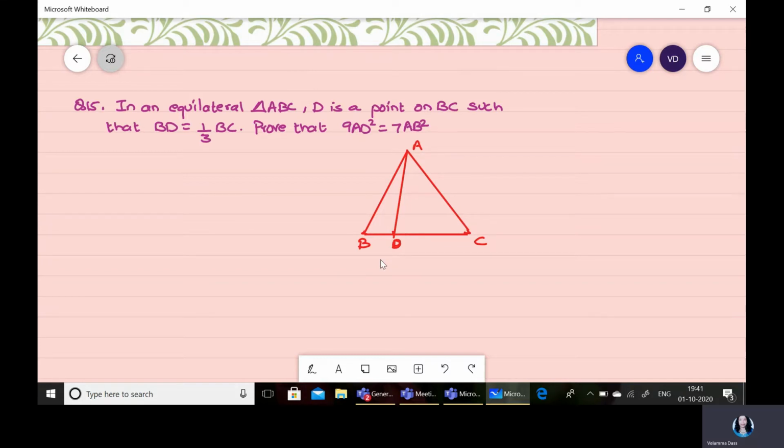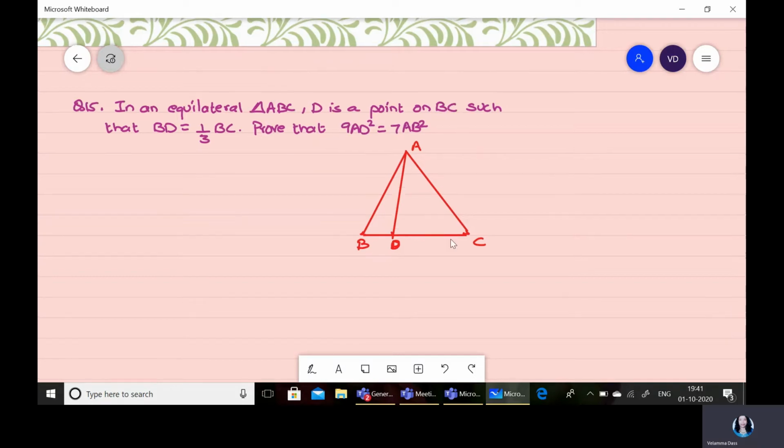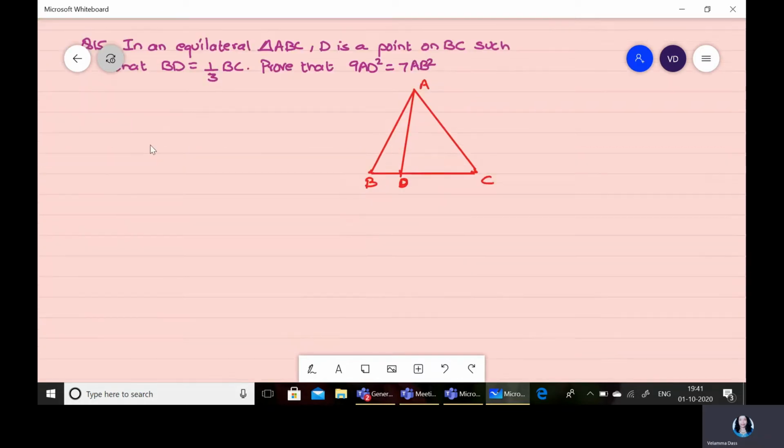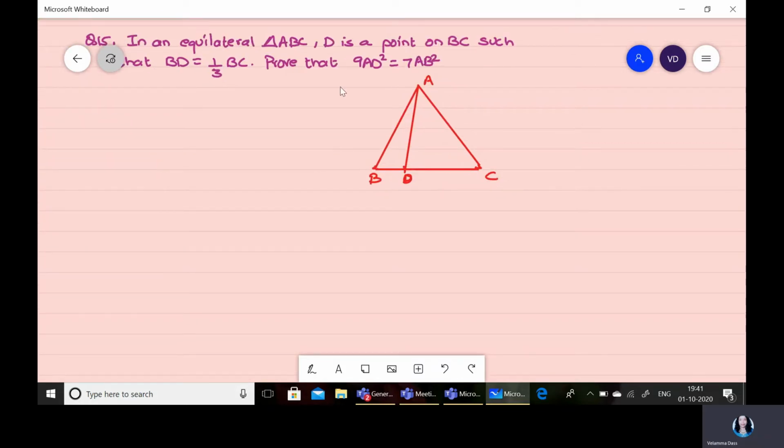ABC is an equilateral triangle. So ABC is drawn. D is a point on BC such that BD is one third of BC, right? Prove that 9AD square equal to 7AB square.